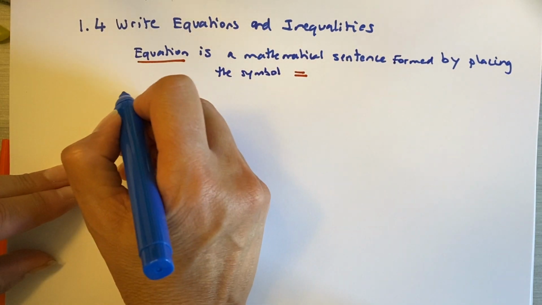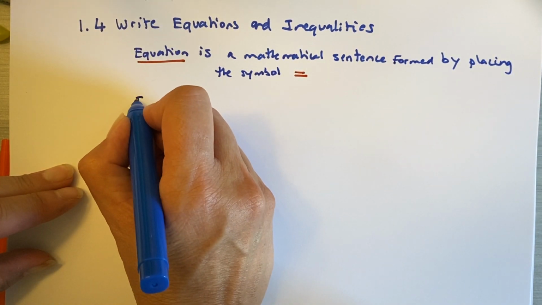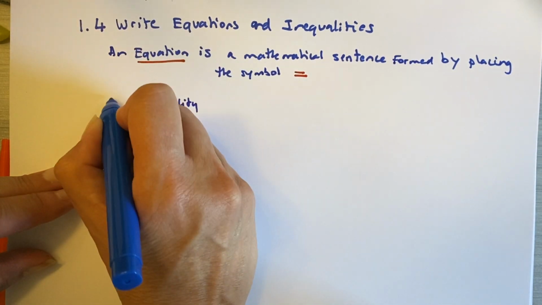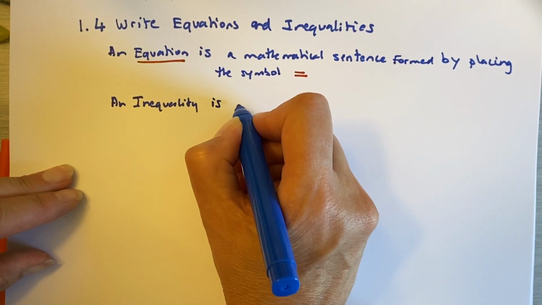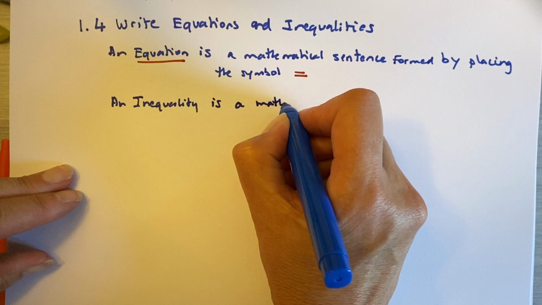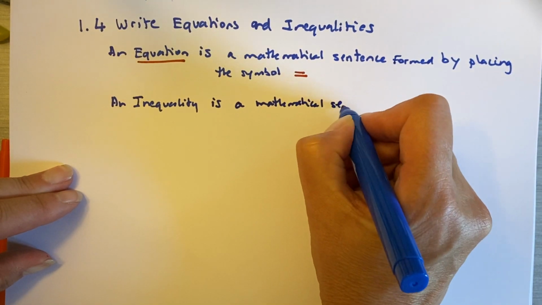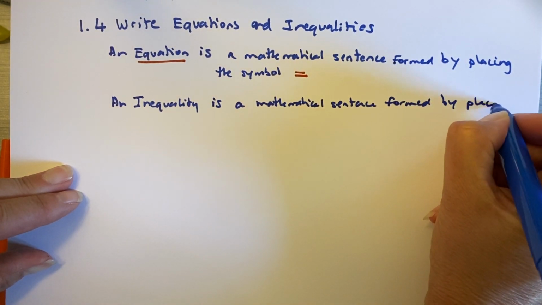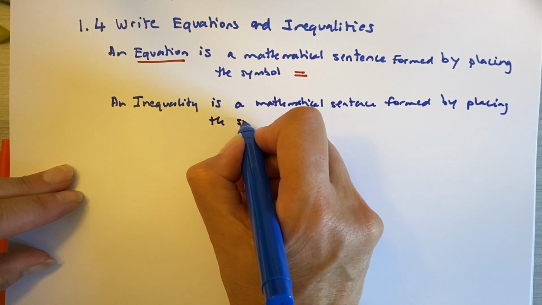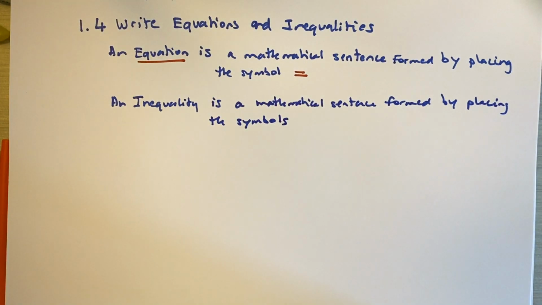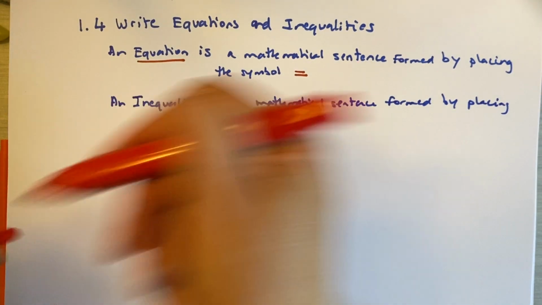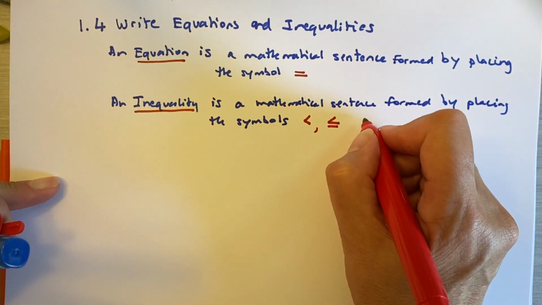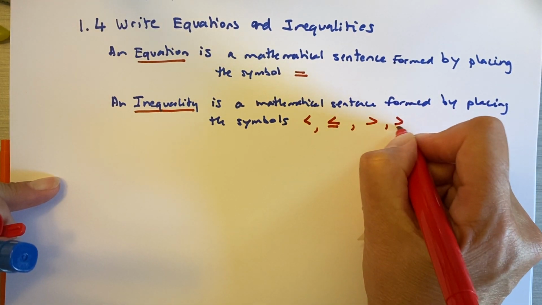An inequality, and I really should put the right words in front, is also a mathematical sentence. But this one is formed by placing the symbols, and there are several. Less than or equal to, greater than or equal to.